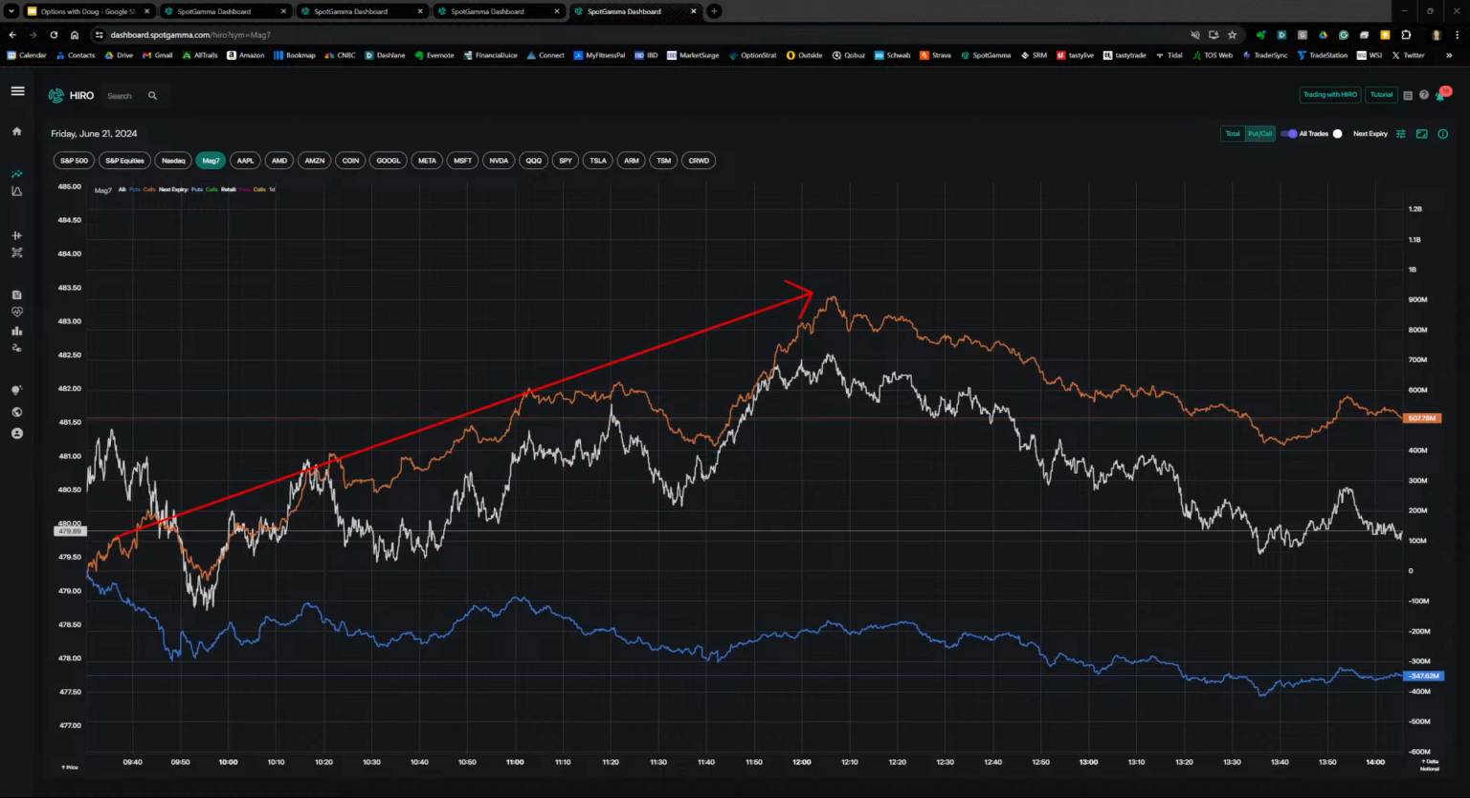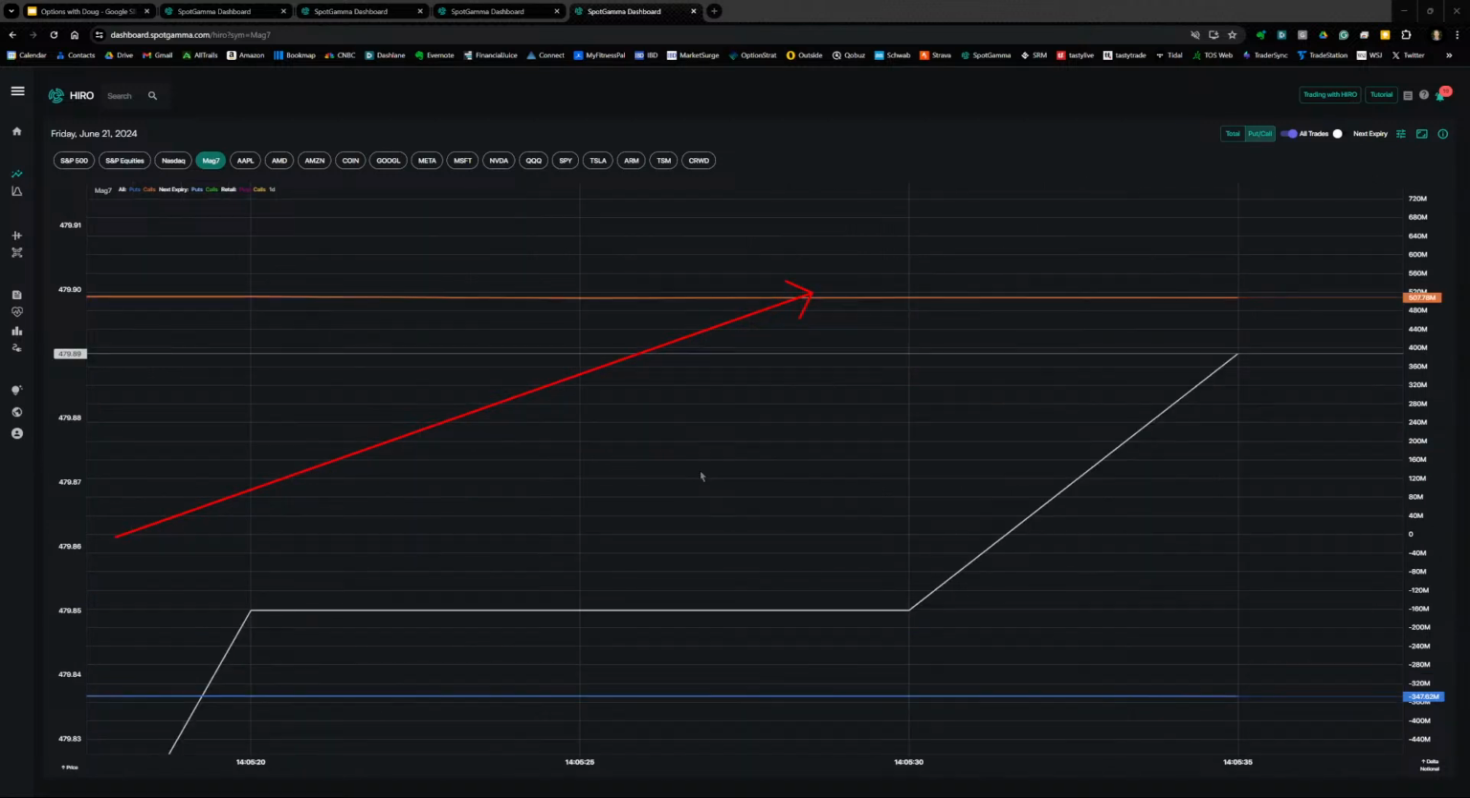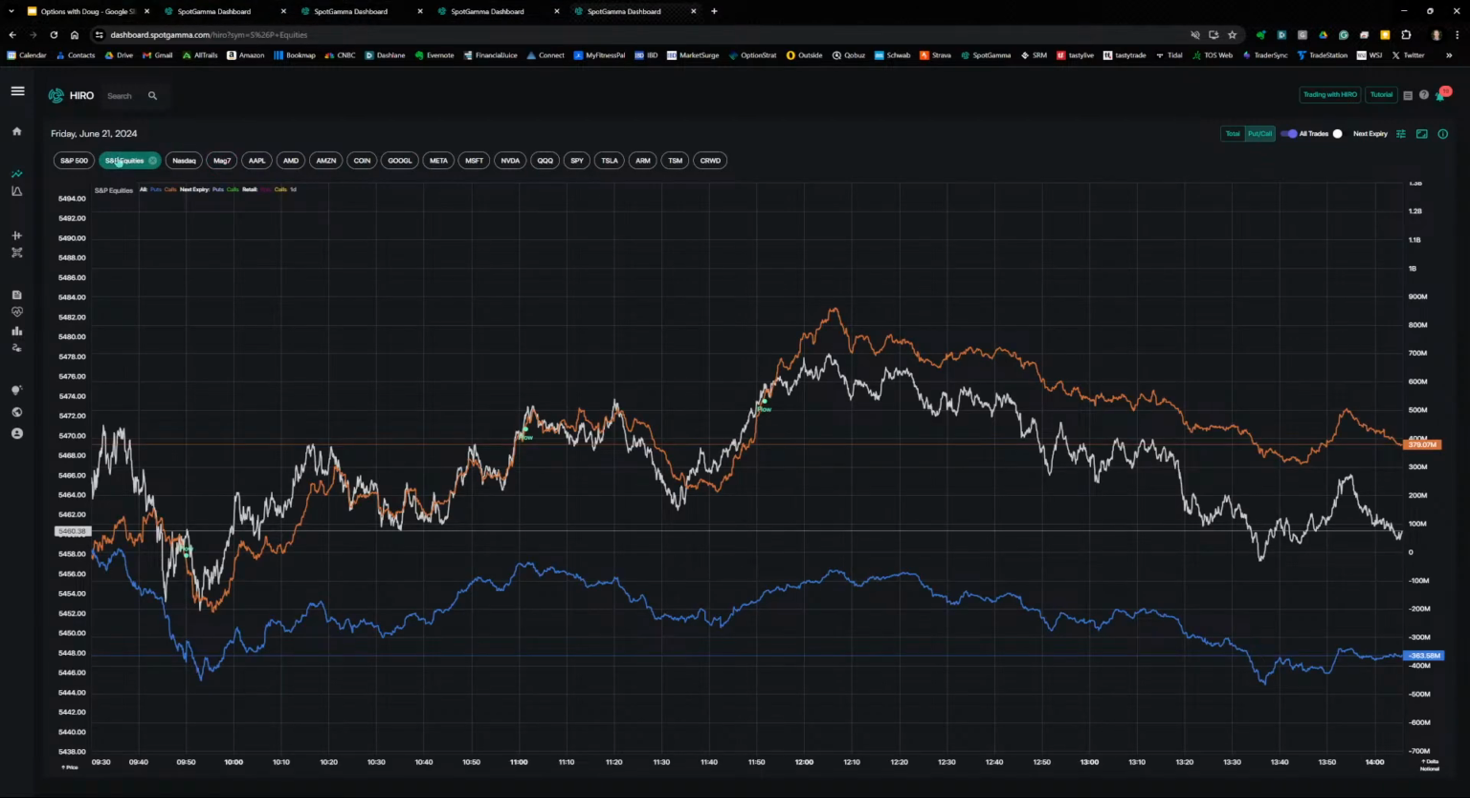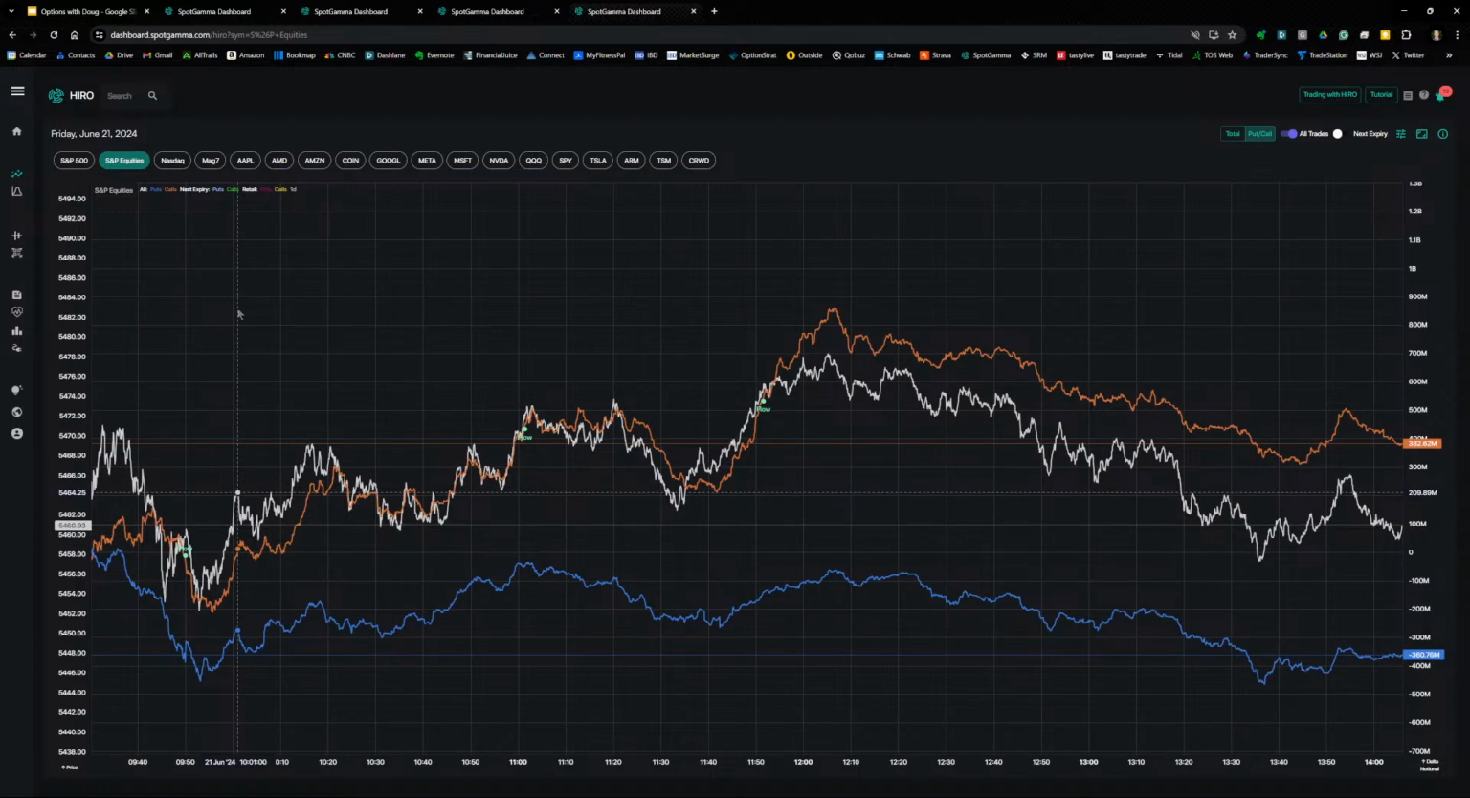Rising orange line indicates traders are buying calls. When traders buy calls, market makers sell the calls, and they have to buy stock to hedge their delta exposure. This is the S&P equity signal. Again, you can see the very strong correlation between the call line, the orange line, and the put line, the blue line.